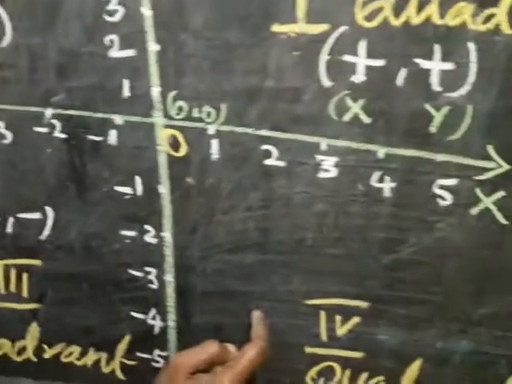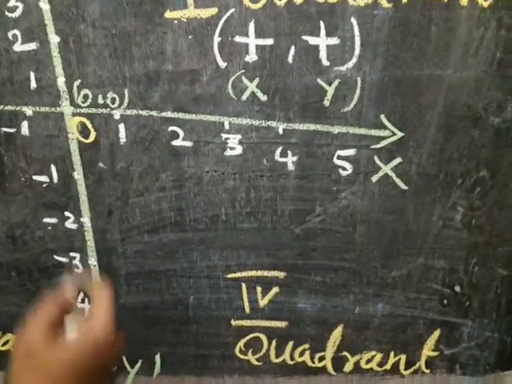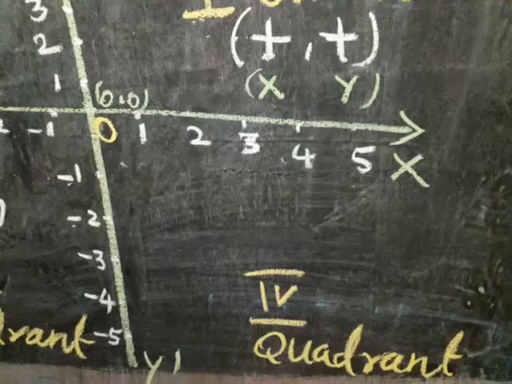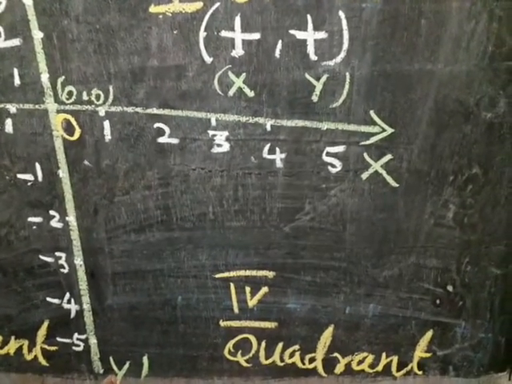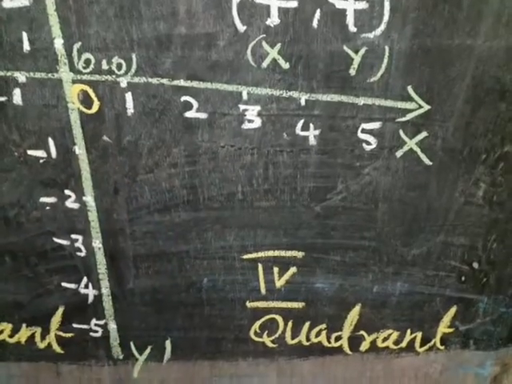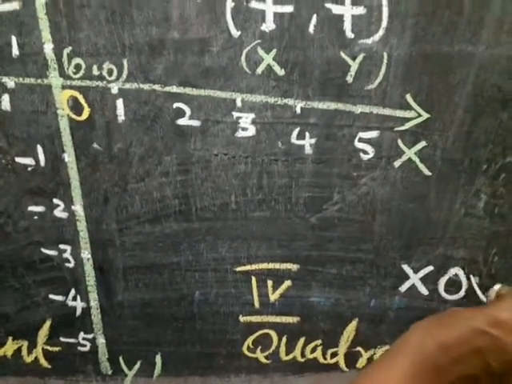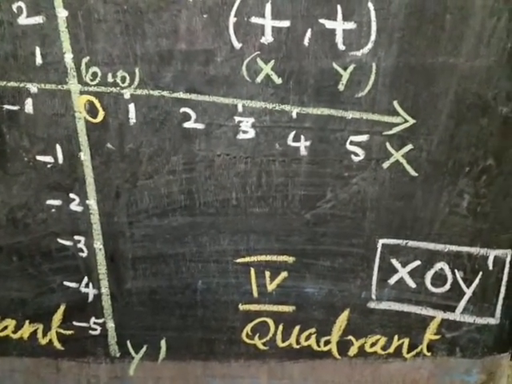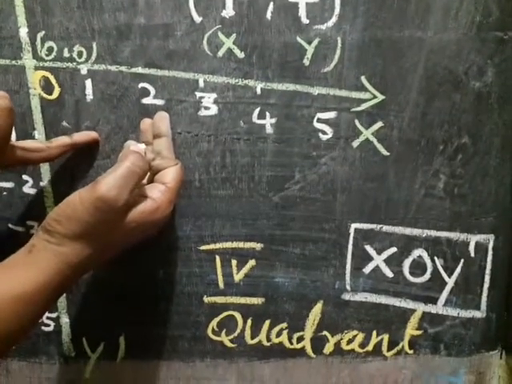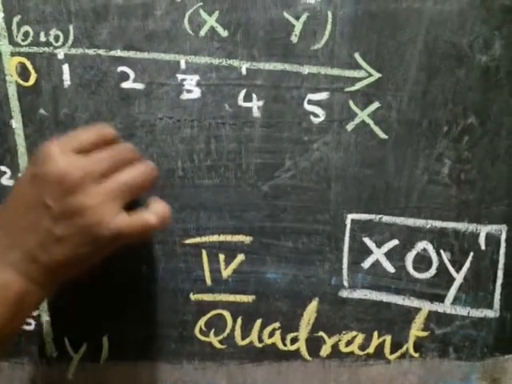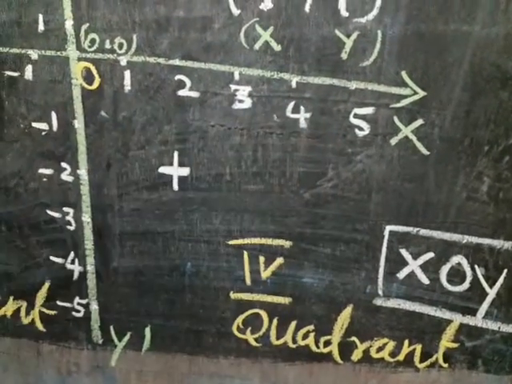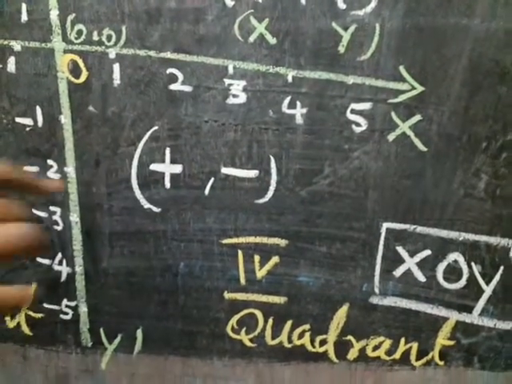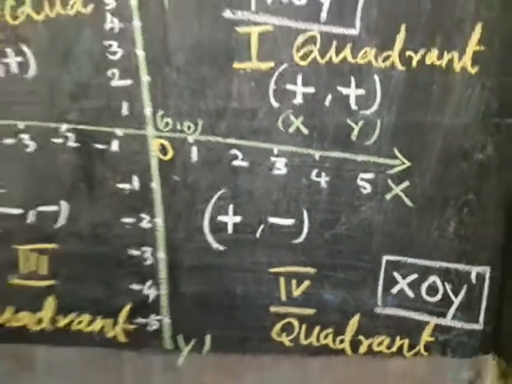Okay, and then see the fourth quadrant. What is the region for the fourth quadrant? Region means this part. Region and quadrant have the same meaning. So the fourth quadrant is x, o, y dash. Okay, how to write the sign? First see the x values. All the x values are positive, plus sign. See the y dash value, all the values are negative. So you put the sign plus comma minus. Clear dear? Can you understand?